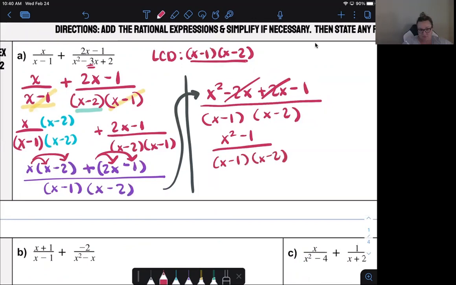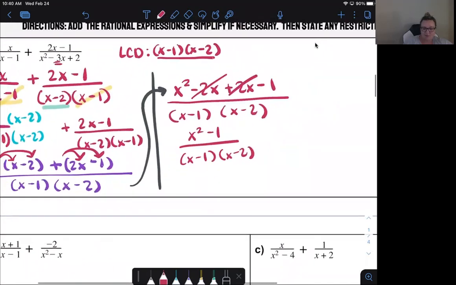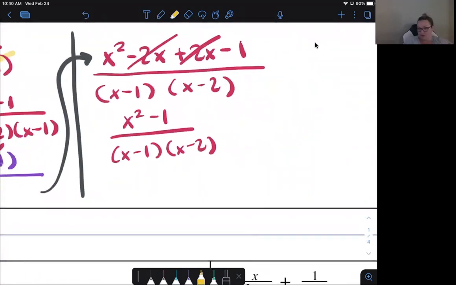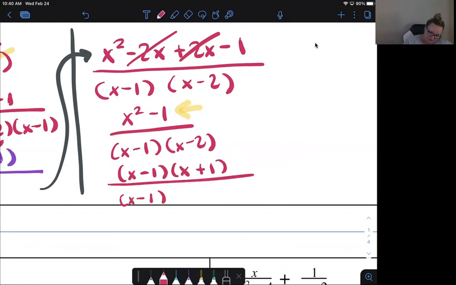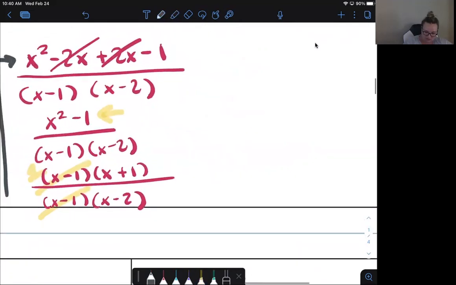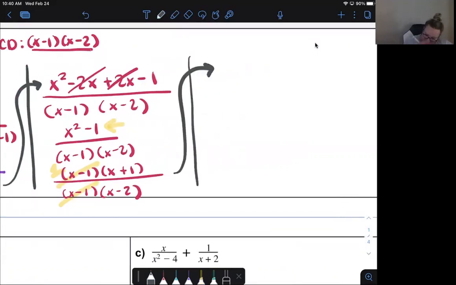And you might think to yourself, well, hey, we're done now. We're actually not. This can be simplified further because remember how with rational expressions, we need to factor everything as much as possible? This x squared minus 1 is a difference of squares, so it can be factored further. It factors to x minus 1 times x plus 1 all over x minus 1 times x minus 2. Well, x minus 1 divided by x minus 1 is just 1. So 1 times x plus 1 is x plus 1 over, and then we have x minus 2 in the denominator.